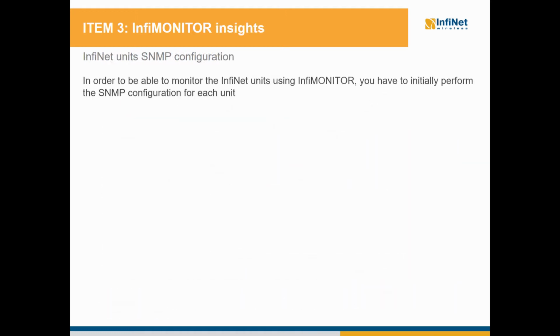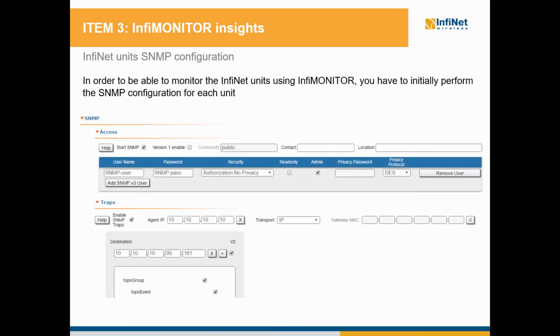In order to be able to monitor the Infinet units, you have to initially perform the SNMP configuration for each device. In the main menu of the web interface of a device, go to Basic Settings, SNMP, and follow the next steps. Check Start SNMP and uncheck Version 1 Enable. Add an SNMP user and password. Enable SNMP traps.